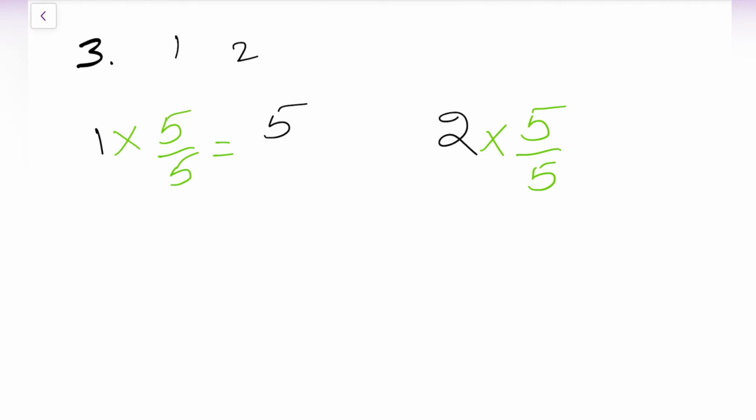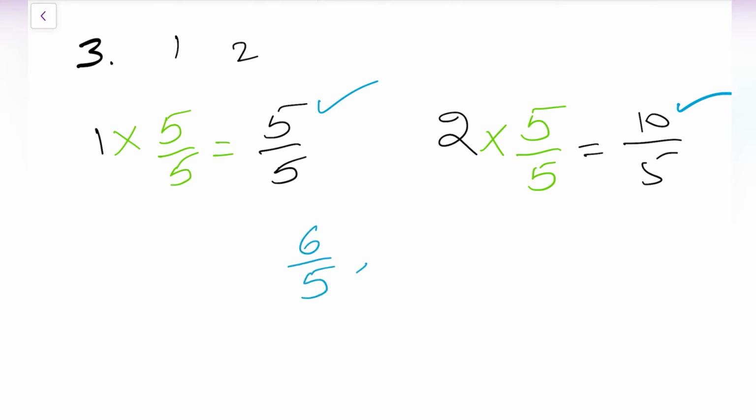Now let us check it. 1 5s are 5 divided by 5. 2 5s are 10 divided by 5. Now we have the numbers 5 by 5 and 10 by 5. In between 5 by 5 and 10 by 5, whatever the numbers are there, we will write them also. Those are 6 by 5, 7 by 5, next 8 by 5, next 9 by 5, like this.